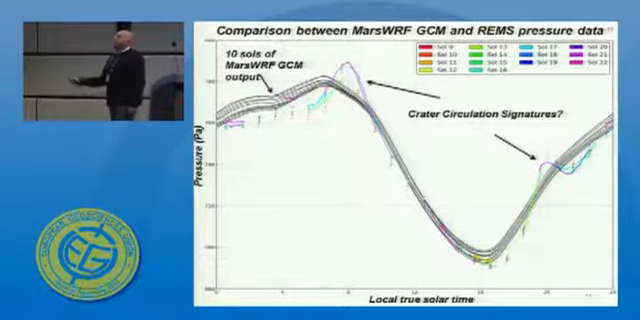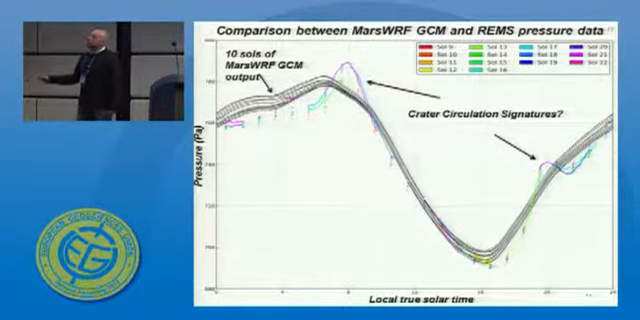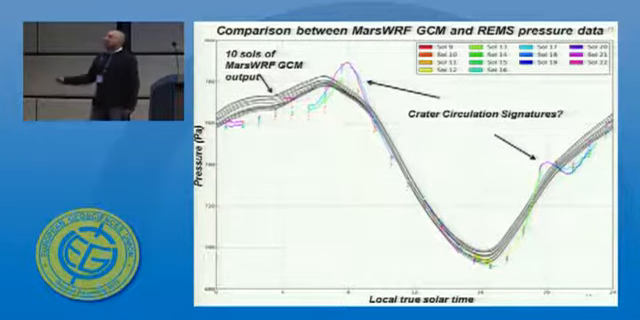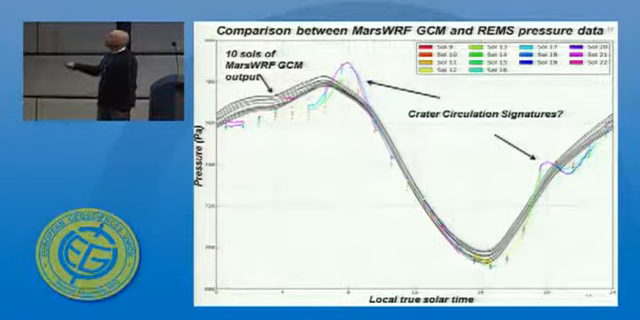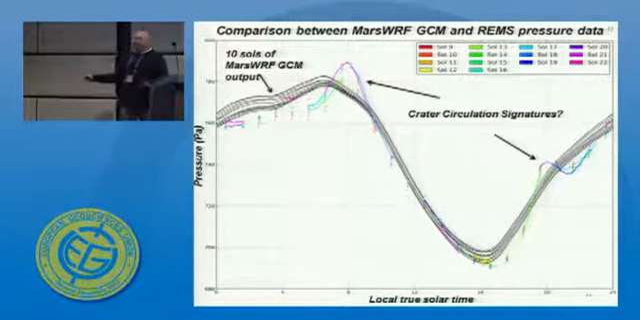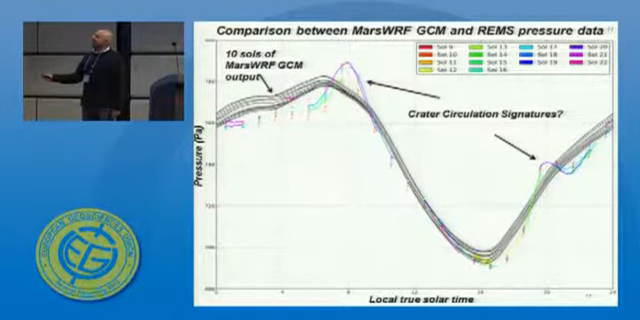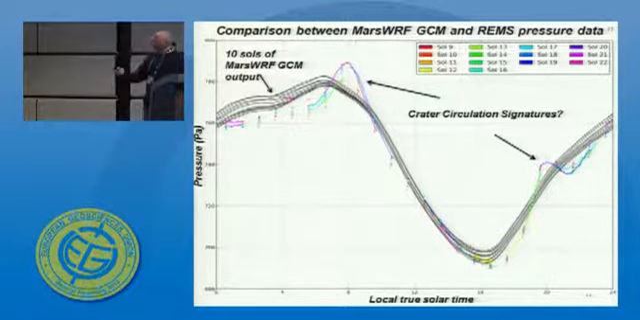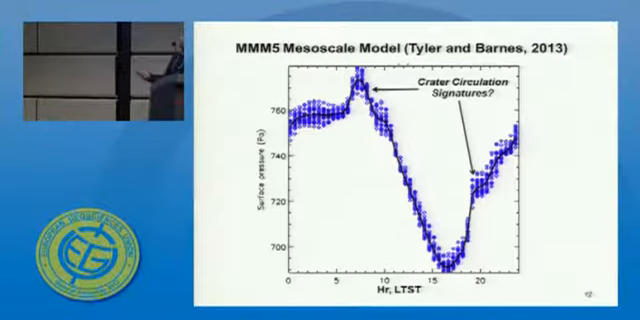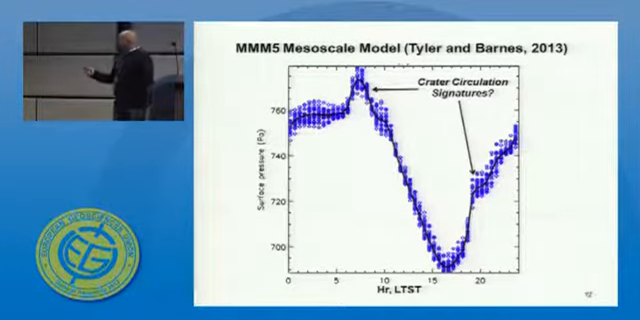I guess there are other models, for example the MRAMS model of Southwest Research Institute, that do produce these features. So it's not clear for all teams that this is a crater circulation signature. It could be something that is just due to daily variations. This is under investigation too. But there is a paper that was just published by Taylor and Barnes, where they think that these features that we see in the morning and in the evenings are due to crater circulation signatures.